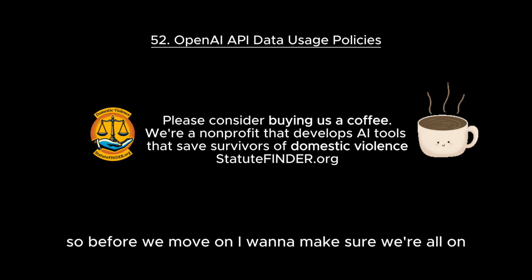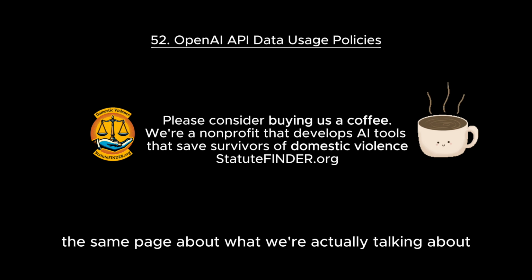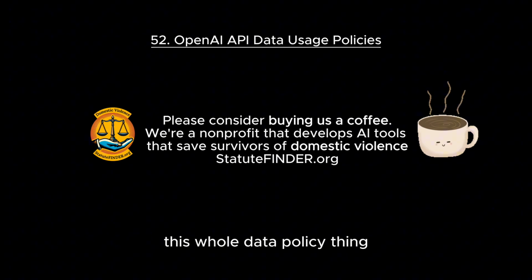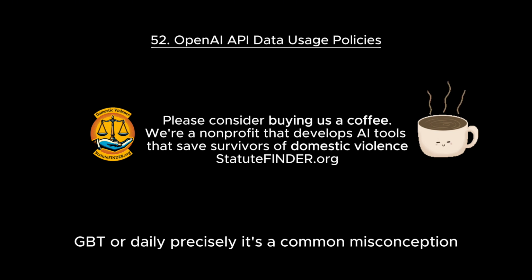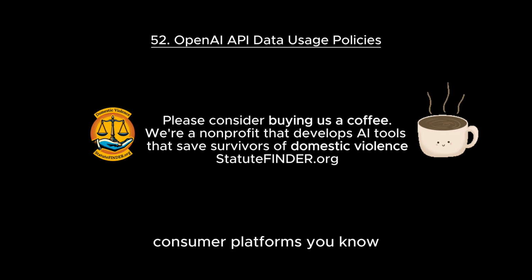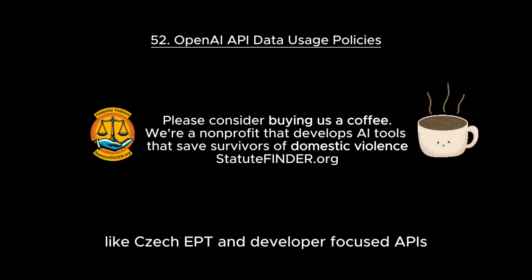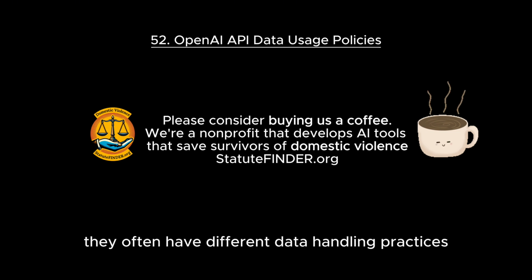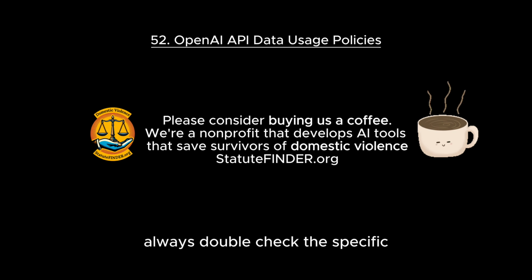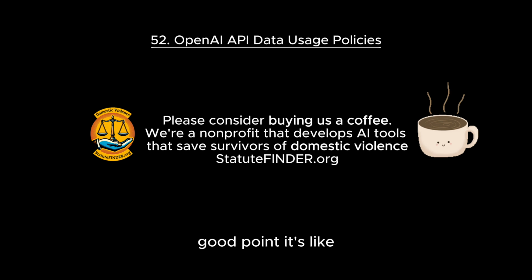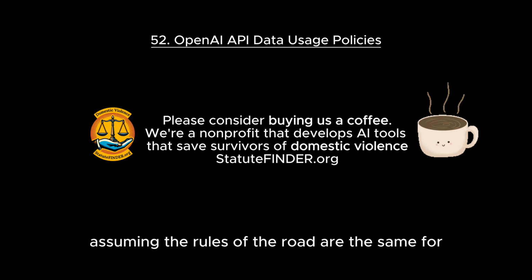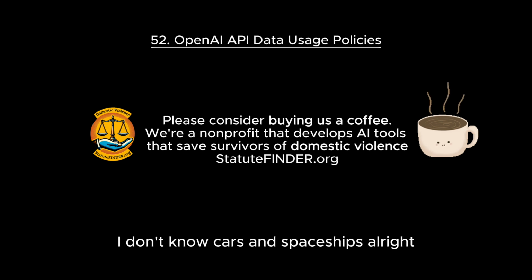Right. Okay, so before we move on, I want to make sure we're all on the same page about what we're actually talking about here. Yeah. This whole data policy thing is specifically for the OpenAI API, right? Not for those cool consumer tools like ChatGPT or DALL-E. Precisely. It's a common misconception. Consumer platforms like ChatGPT and developer-focused APIs often have different data handling practices. Always double-check the specific terms of service for the tools that you're using. Good point. It's like assuming the rules of the road are the same for, I don't know, cars and spaceships.